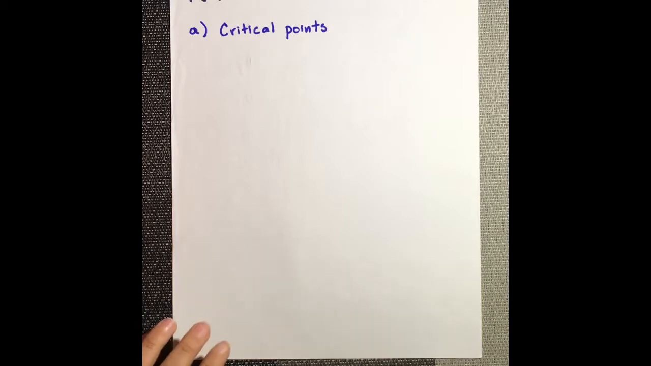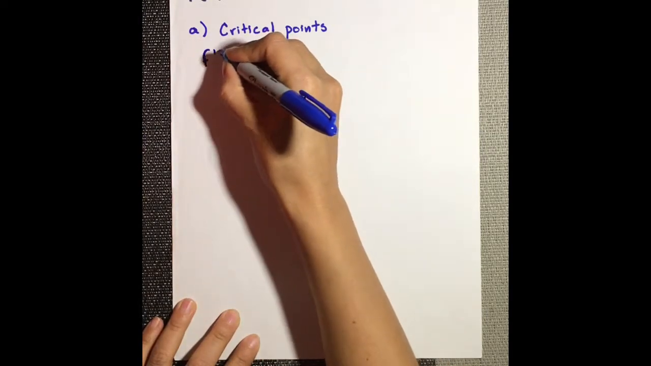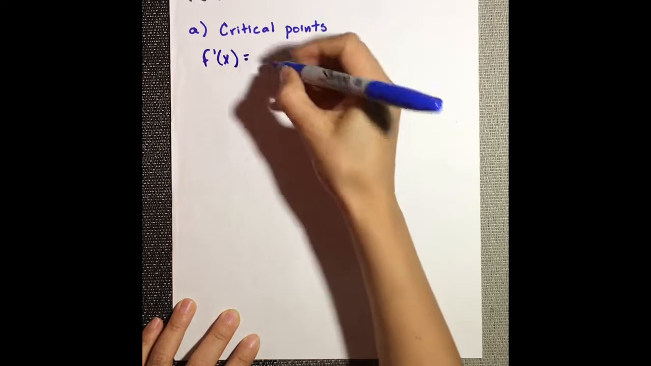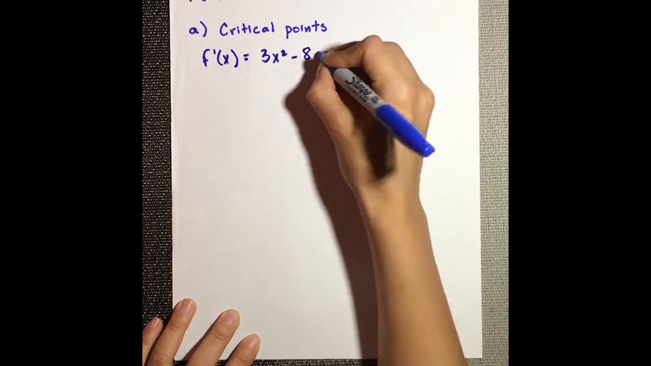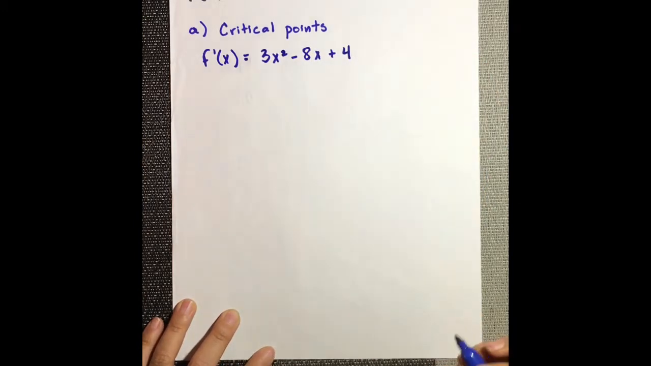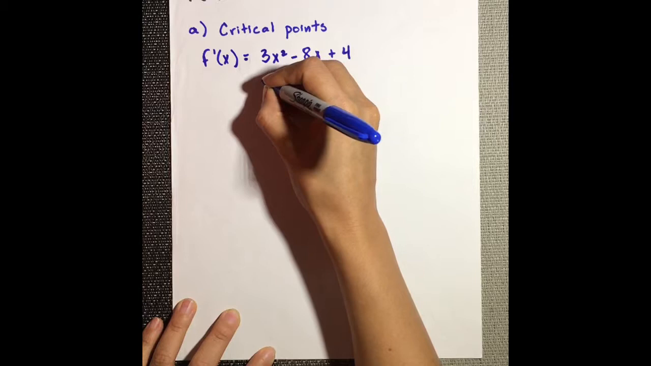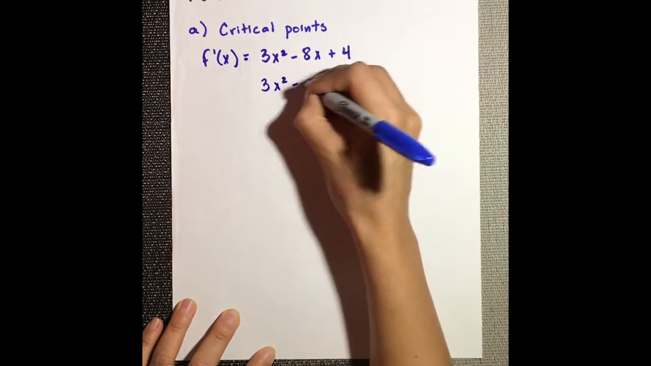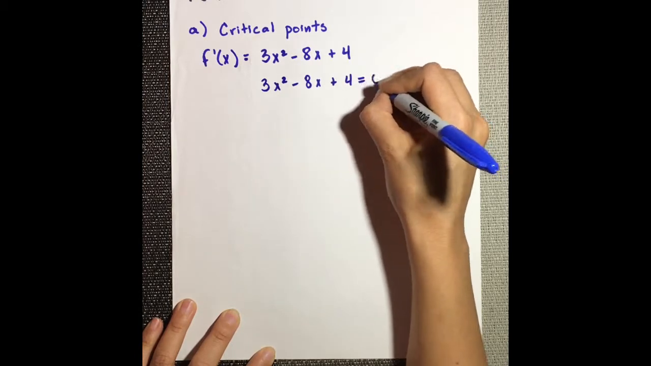If you remember, when obtaining the critical points, the first step is to obtain the derivative of our function. So we're going to get f prime of x equals 3x squared minus 8x plus 4. After we do that, what we're going to do next is make this equal to 0 and solve for x. So I'm just going to rewrite everything. And we're going to make it equal to 0.